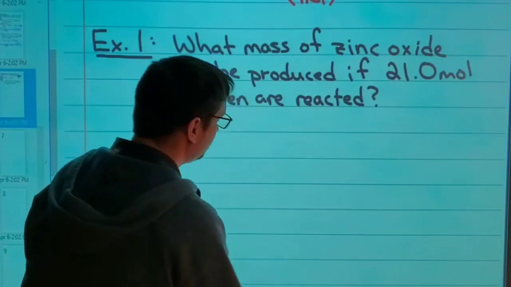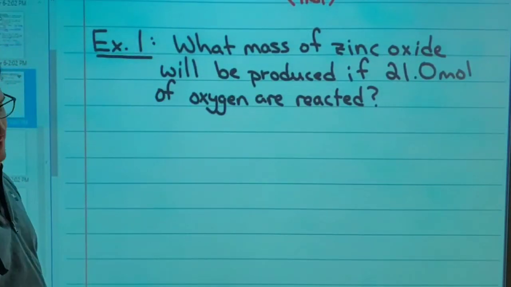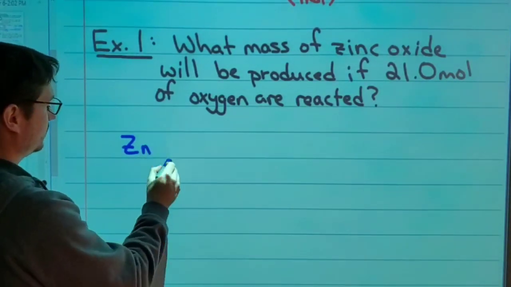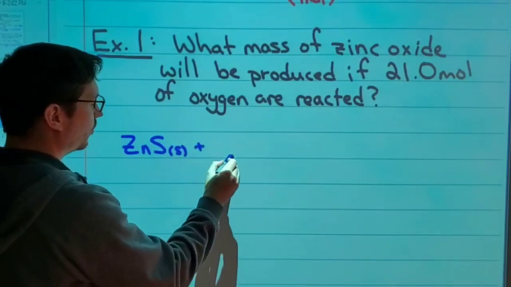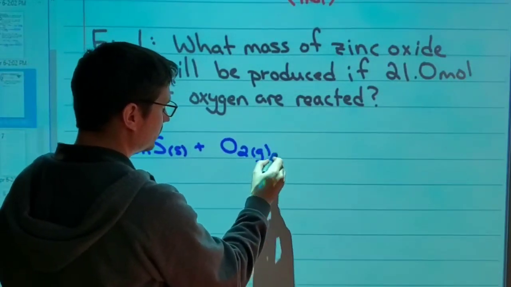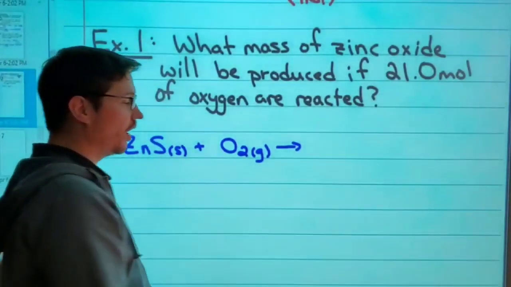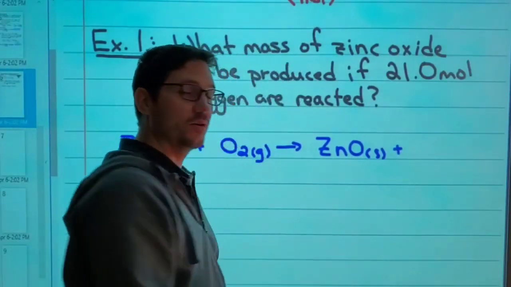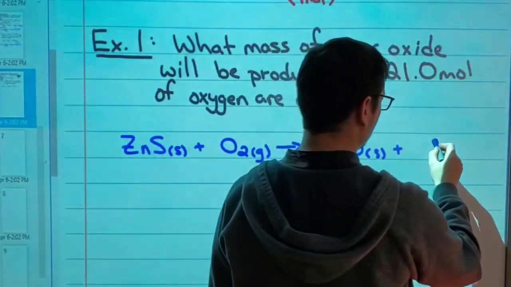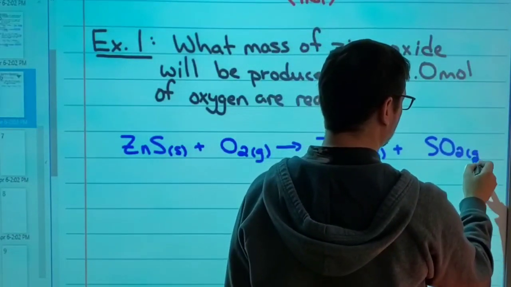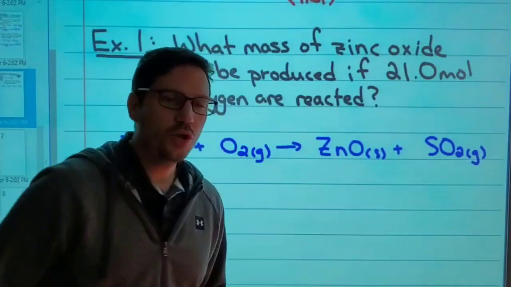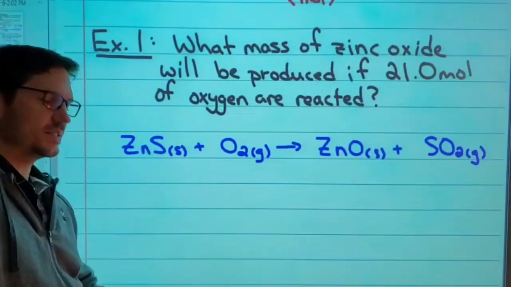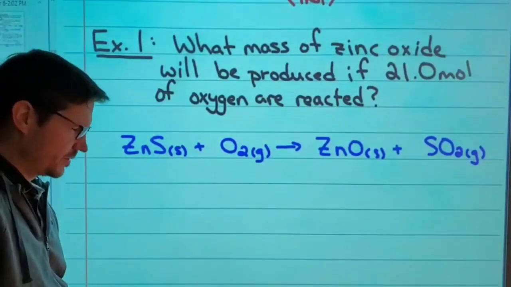So in this reaction, we're taking zinc sulfide and reacting it with oxygen, and it's making zinc oxide and also sulfur dioxide gas. There's no way you would have known if that was the reaction unless we told you that this is the stuff that was reacting and that's the stuff that was being produced.